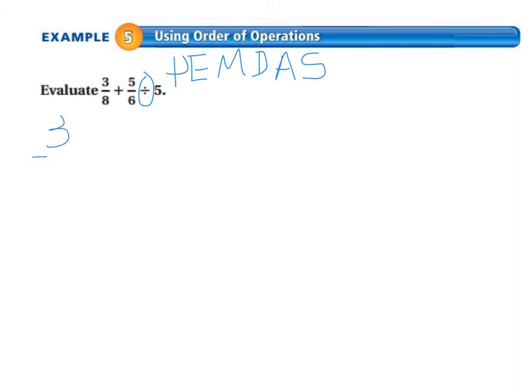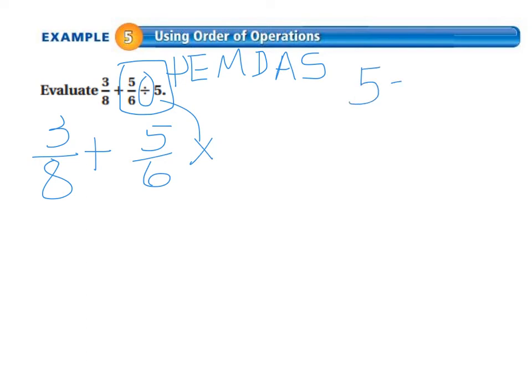I'm going to record the 3/8 just to make sure I don't forget that I have to do that part later. But this portion of the problem right here, 5/6 divided by 5, is what I'm going to work on first. And it's a division problem, which takes me back to keep it, change it, flip it. So keeping the 5/6, changing the division to multiplication, and flipping the 5. Remember that 5 as a whole number can be written as an improper fraction as 5 over 1. Those are the same. So when I flip it now, I can see that very easily becomes 1/5.